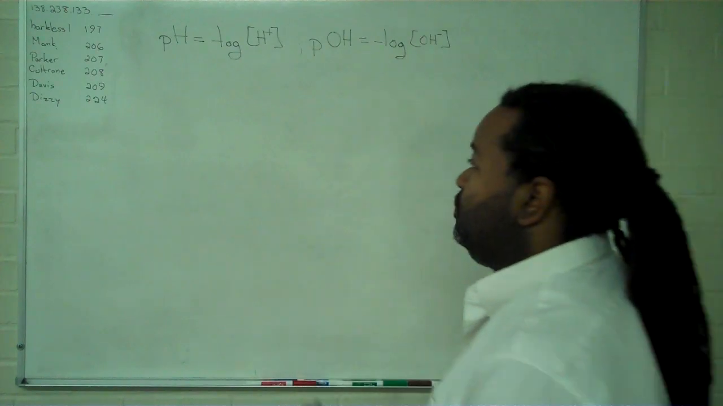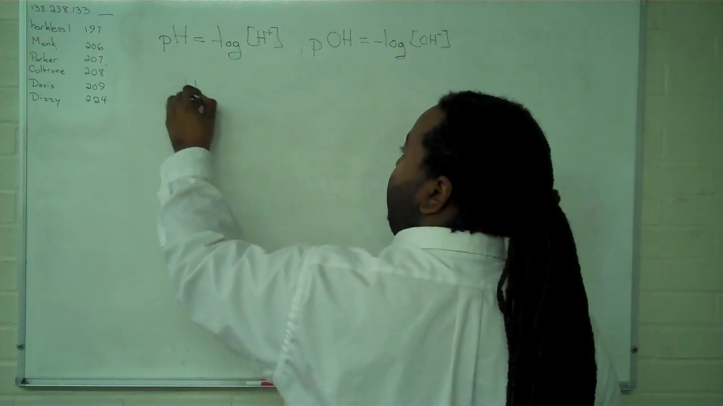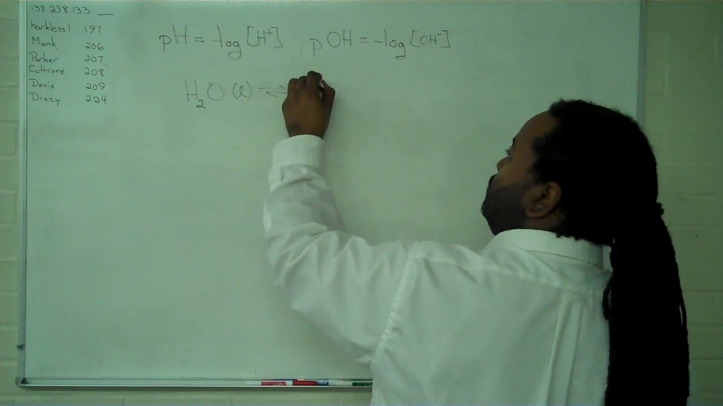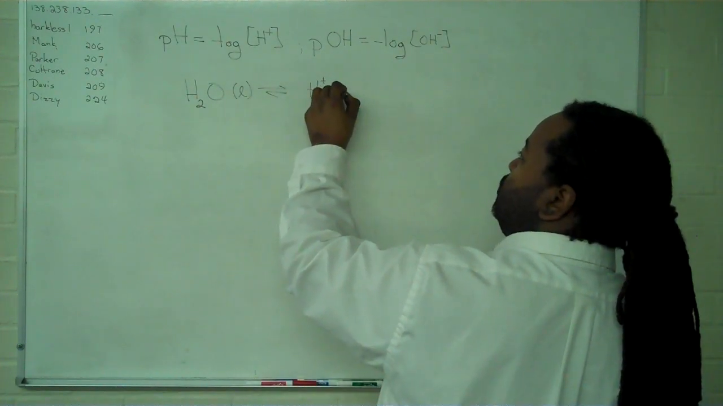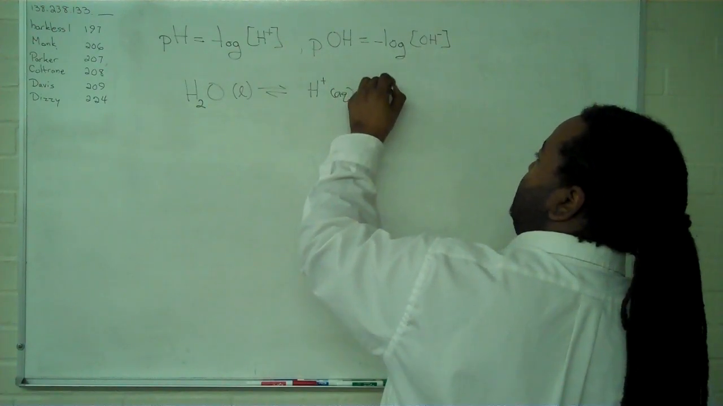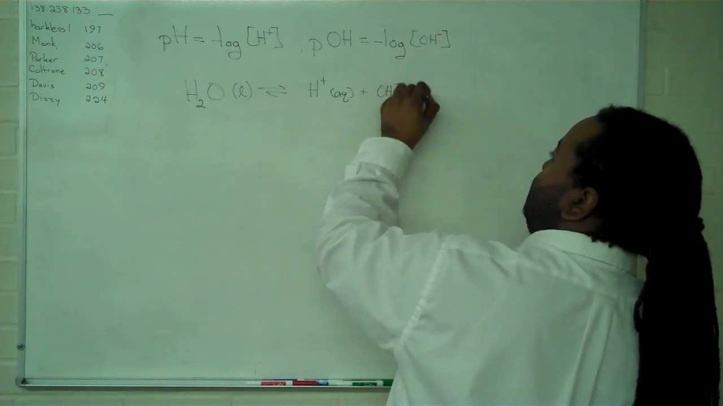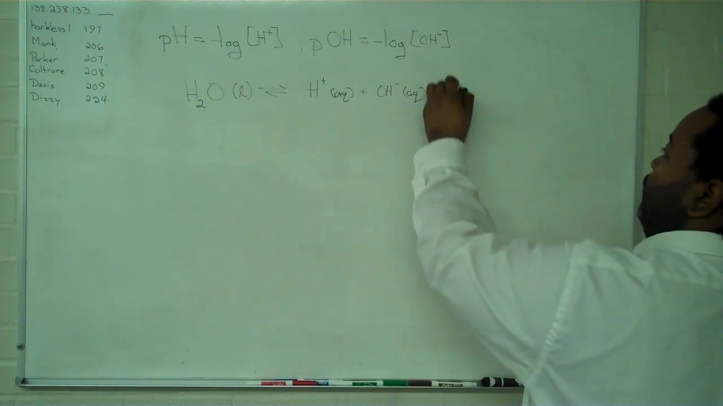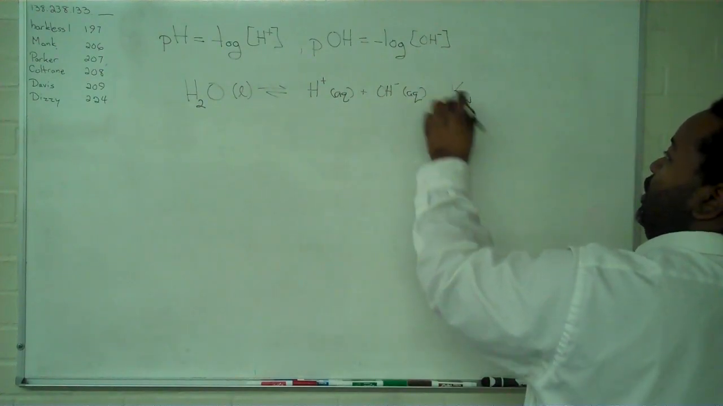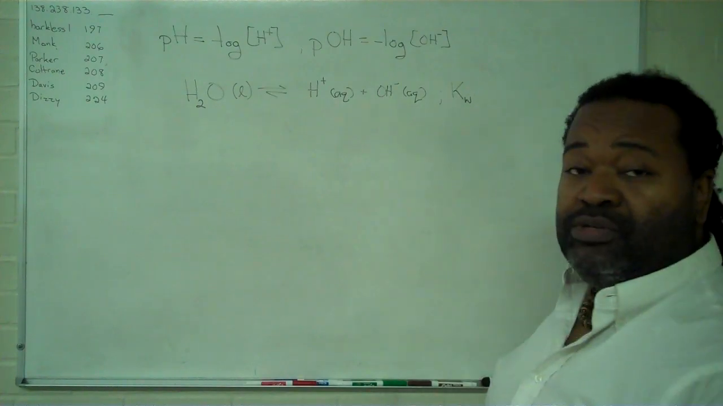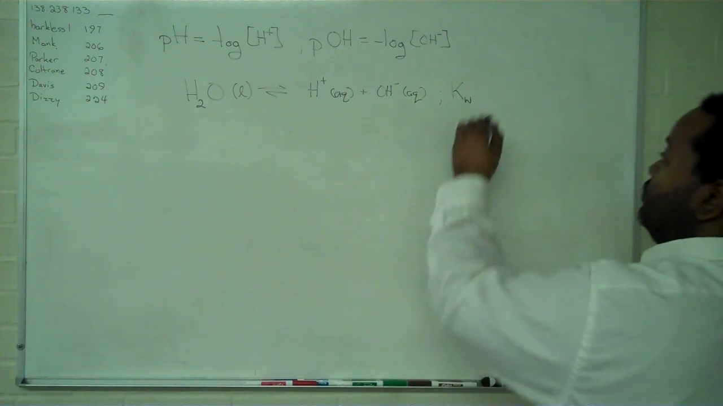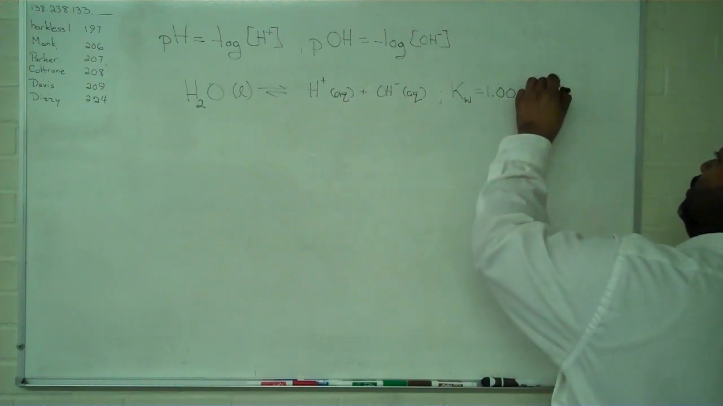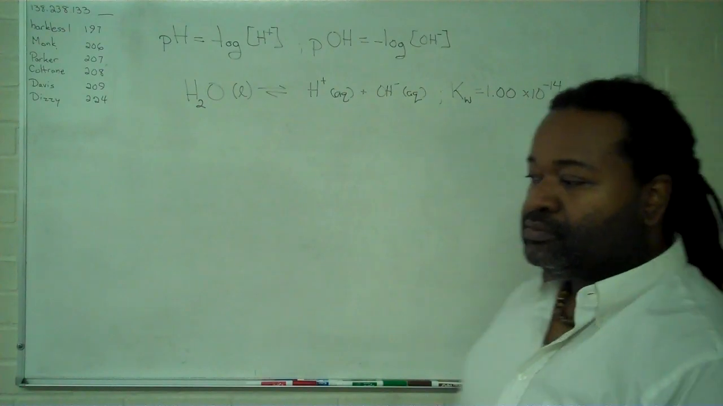So the other piece of information we have is this reaction. Under normal conditions, water slightly ionizes into hydroxide ions and hydrogen ions. And there is an equilibrium constant value for this. We use the subscript W to refer to the K of water. And that value is 1 times 10 to the negative 14.